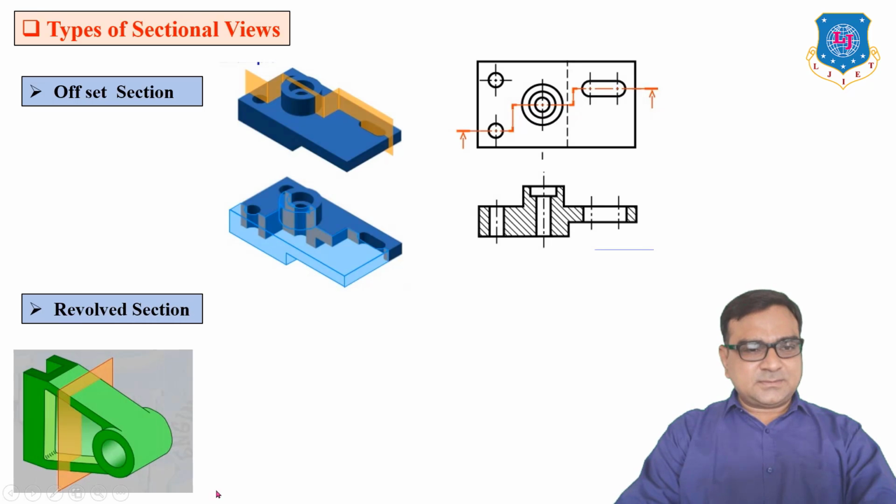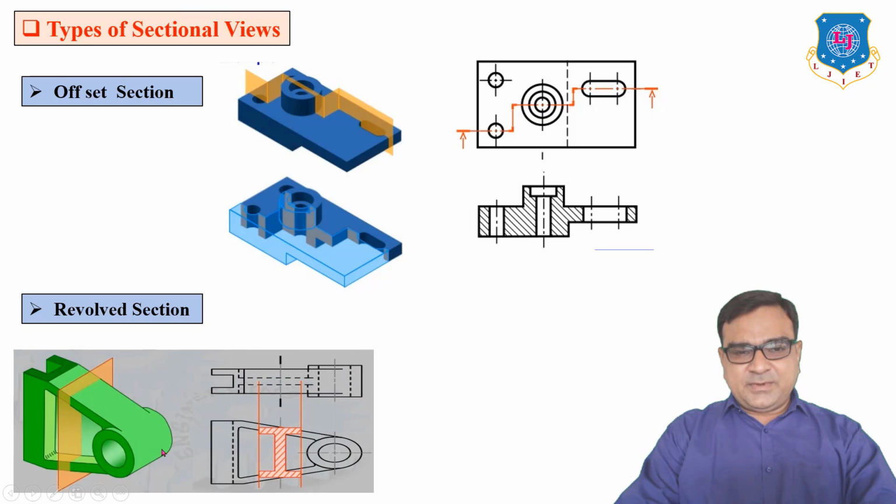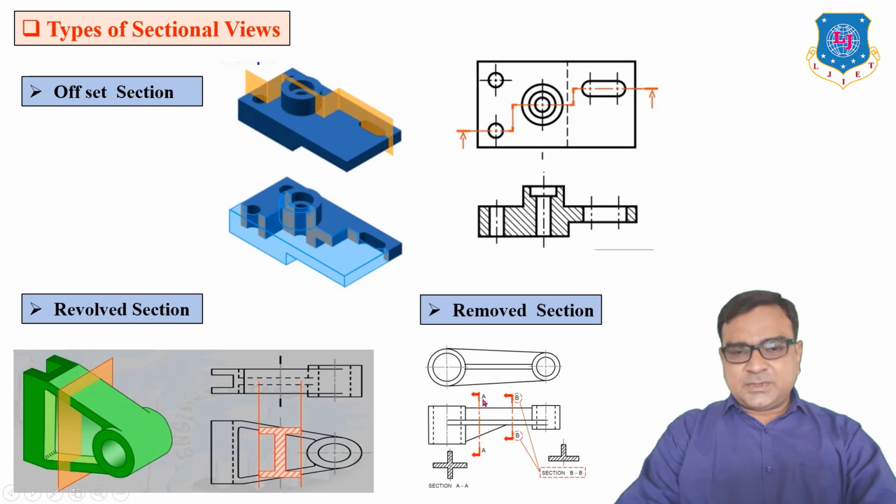Now revolved section. In this object, which is tapered from here, the cross section varies from left to right. So the shape of the cross section remains the same, but the size of the cross section reduces. In this type of section, we can understand the cross section of the part using revolved sections. So this I section is a revolved section for this particular part. And last, removed section. If we remove the cross section from this cutting plane and show it outside as a separate section, then this type of section is known as a removed section.